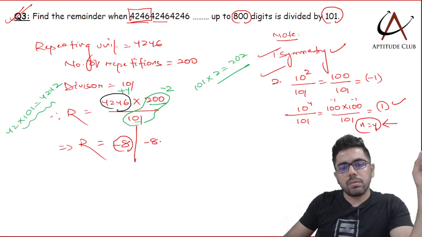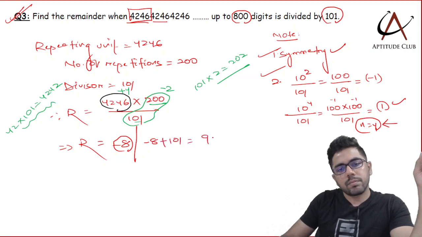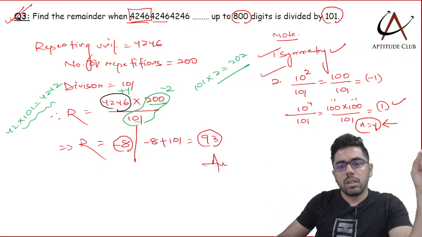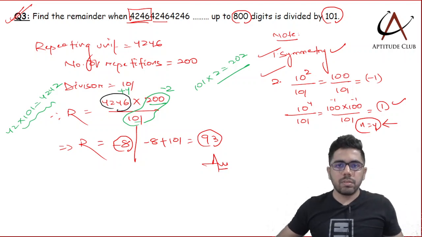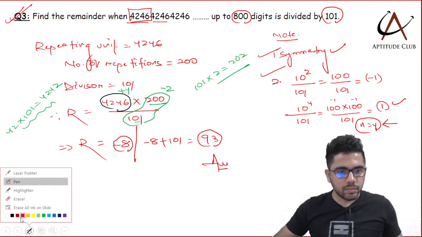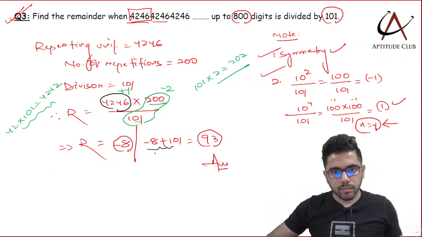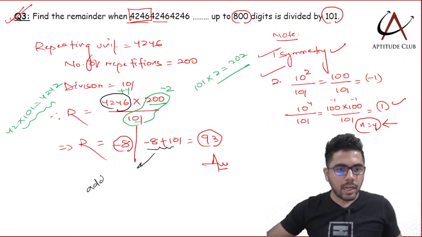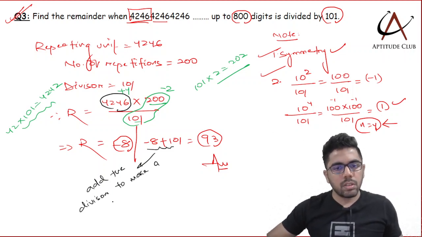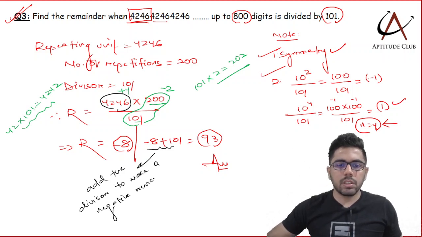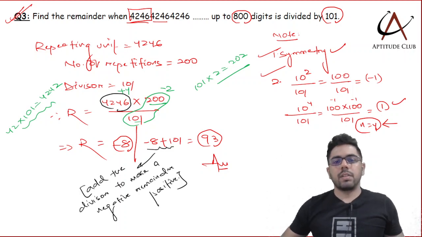How do you make it positive? Now minus 8 plus 101, we get 93. To make a negative remainder positive, add the divisor. I had told this. Add the divisor to make a negative remainder positive. It is a simple principle, but you have to know it. Then only you will find these questions very easy.